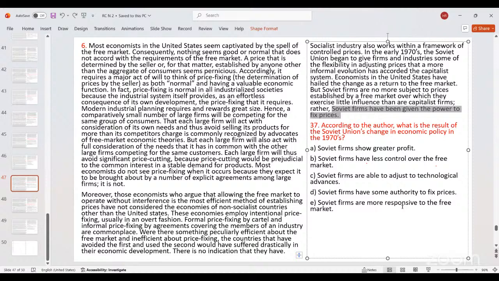Look here. All right, dear. And look, copy paste. Just check. What was the effect of 1970? Soviet firms have been given the power to fix prices. So that was the 1970 effect. Got it? Which is the answer? Yeah, copy paste, simple copy paste.